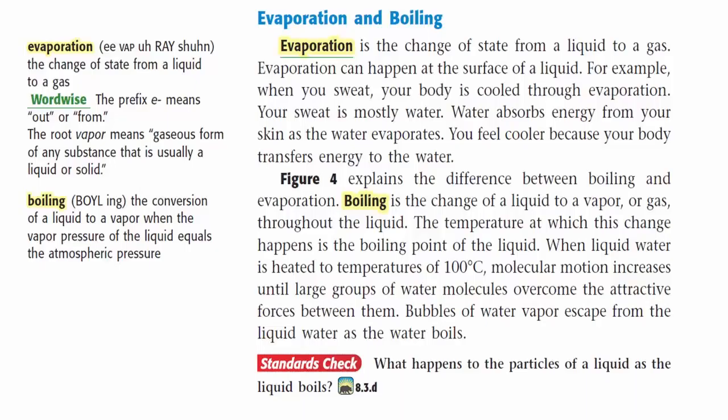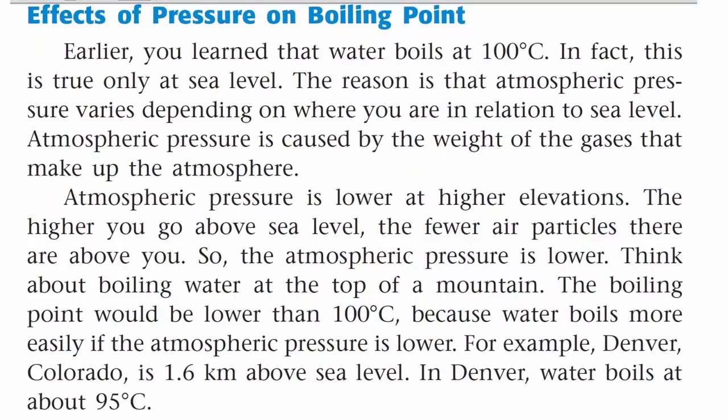Figure 4 explains the difference between boiling and evaporation. Boiling is the change of a liquid to a vapor or gas throughout the liquid. The temperature at which this change happens is the boiling point of the liquid. When liquid water is heated to temperatures of 100 degrees Celsius, molecular motion increases until large groups of water molecules overcome the attractive forces between them. Bubbles of water vapor escape from the liquid water as the water boils.